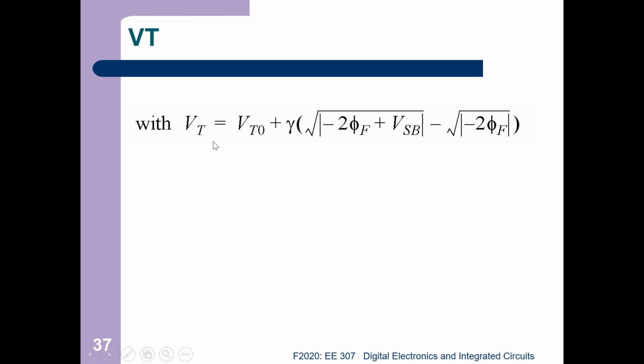The VT, you may have been treating it as a constant voltage up to this point, but it actually isn't. When the source voltage is different than the substrate voltage, if there's a VSB, source to bulk voltage, then your threshold voltage is actually not the VT in your model file or data sheet.